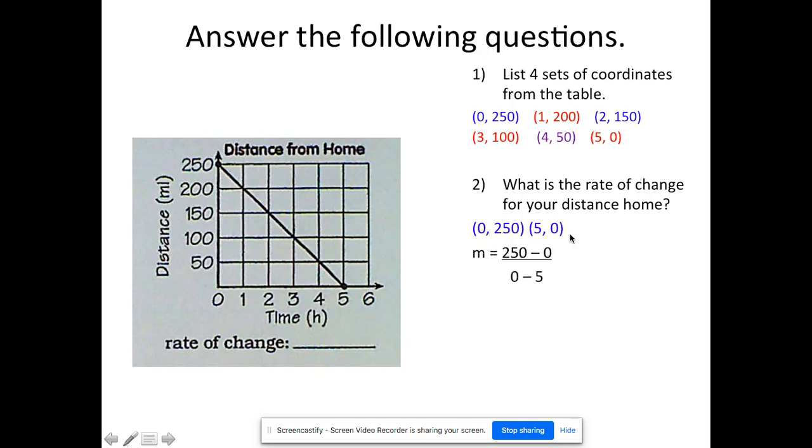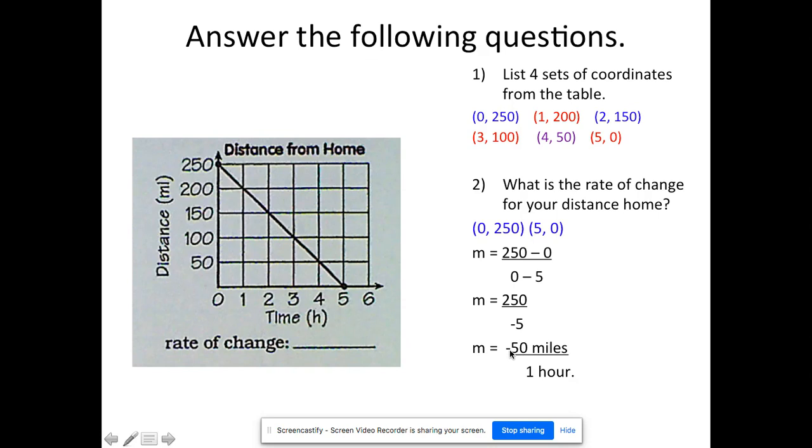I always do 250 minus 0, bigger number minus smaller. But then I have to go 0 minus 5. And that gets me 250 over negative 5. Well, the cool thing about this negative 5 is that I can move the negative sign anywhere I want. And for me, I'm going to move it here because what this is saying, after we simplify, because 5 goes into both of these, 5 goes into 250 50 times.